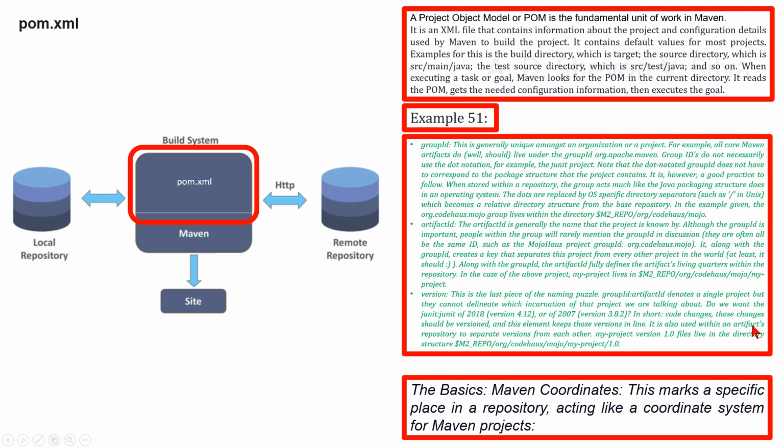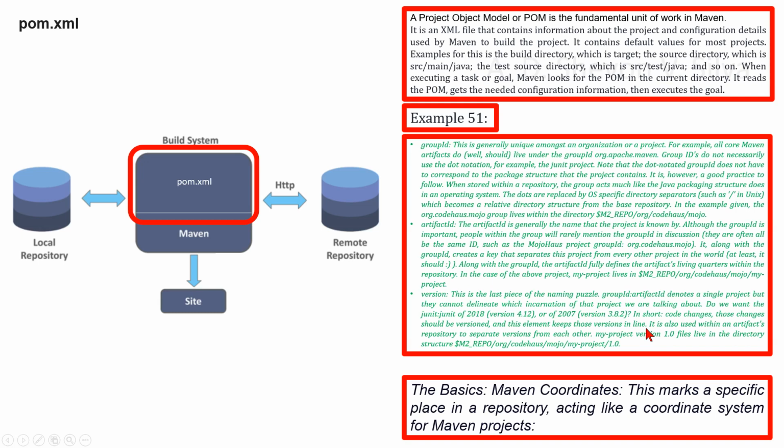Now we are considering Maven coordinates in basics. This marks a specific place in the repository, acting like a coordinate system for Maven projects. The project defines the bare minimum that allows it: group ID, artifact ID, and version are all required fields, although group ID and version do not need to be specifically defined if they are inherited from a parent.